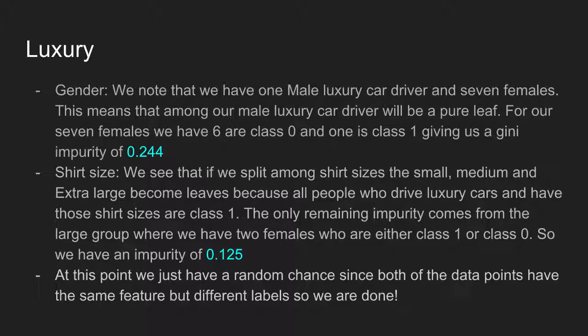For shirt size, we see that the small, medium, and extra large become leaves because all the people who drive them and have those shirt sizes are class 1. And then the only remaining impurity comes from the large group, where we have 2 females who are either class 1 or class 0. So we have an impurity of 0.12. At this point, we just have a random chance since both data points are the same feature but different labels. So we can actually see that if we go back, assuming my computer will let me do that.